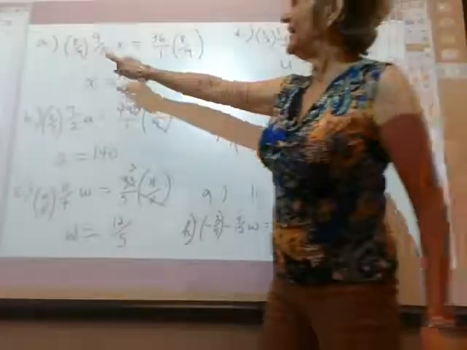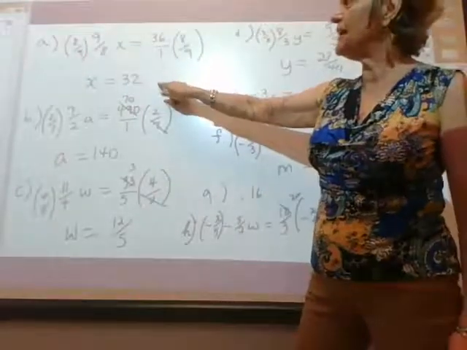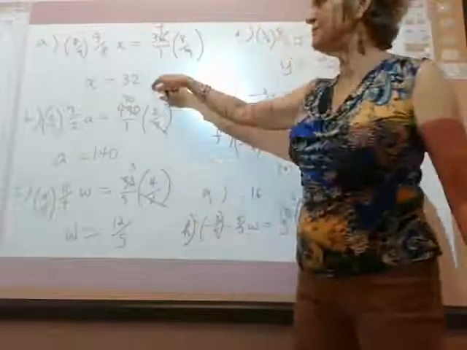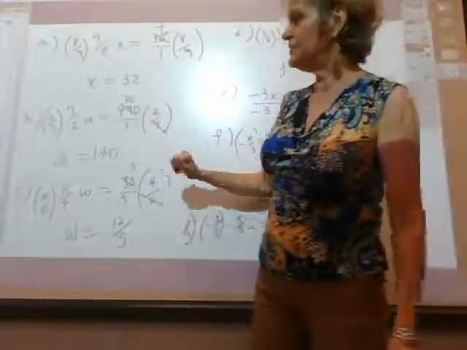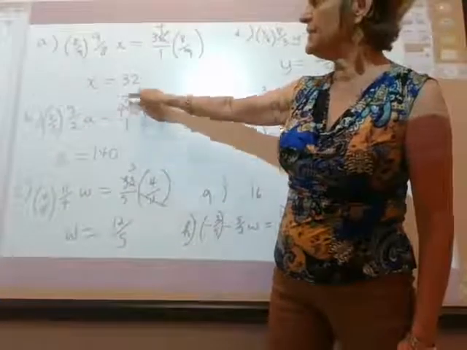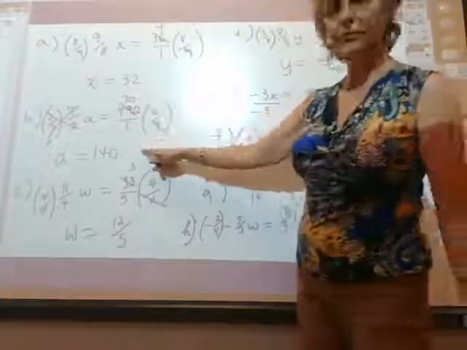For A, I flipped, multiplied by 8/9 on both sides. 9 into 36 is 4, and 4 times 8, 32. All right, for B, multiplied by the reciprocal, 7 into 490 is 70. Okay, so all this canceled, and I got 140.